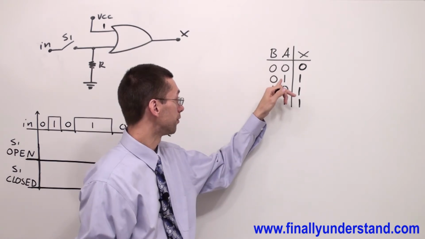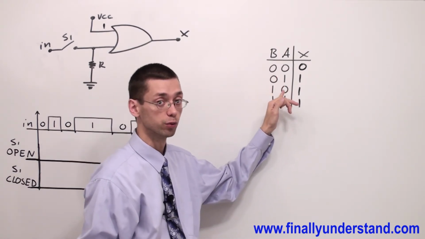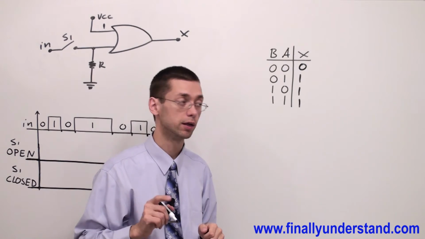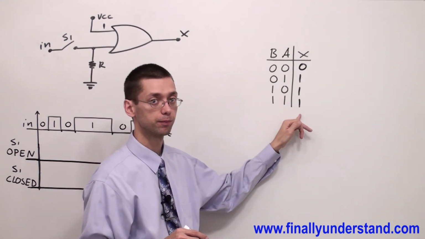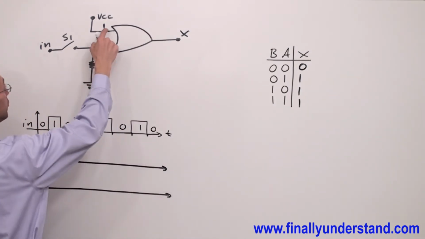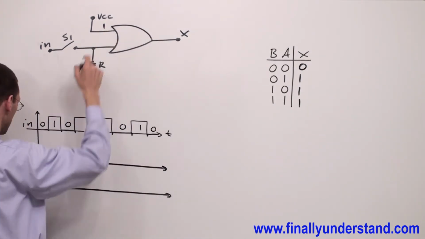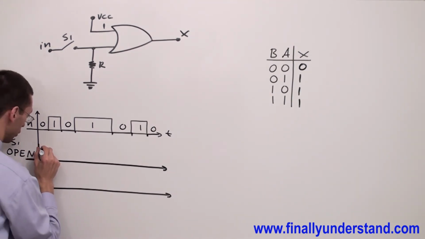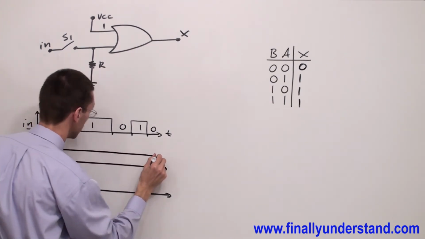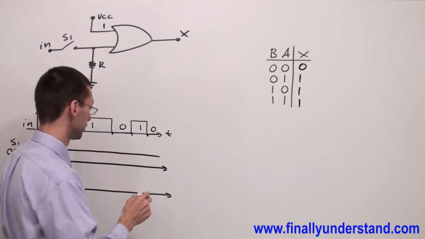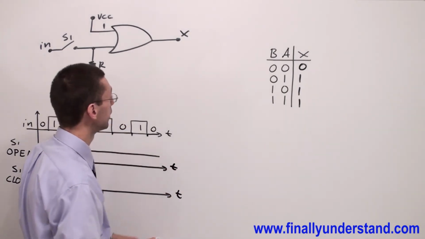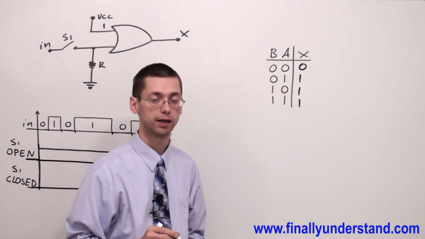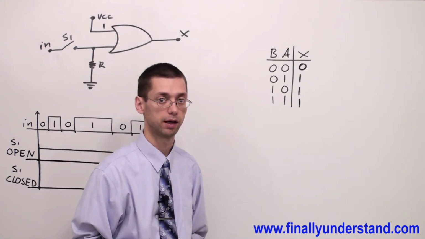Anytime you will have high at one of the inputs of OR gate, no matter how many inputs you have, but if at least one of them is receiving 1, output is automatically 1. Now, I have always 1 at this input, so when the switch is open, I'm going to have always high at the output. Why? Because truth table is showing me that if I have at least 1 high at the input, output is automatically high.